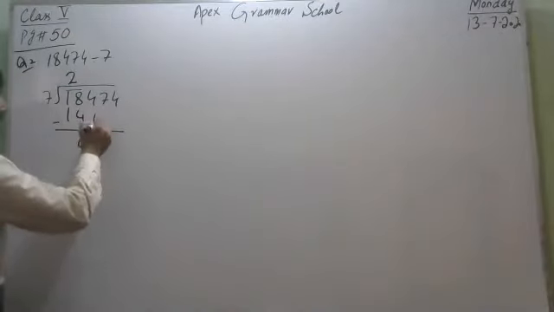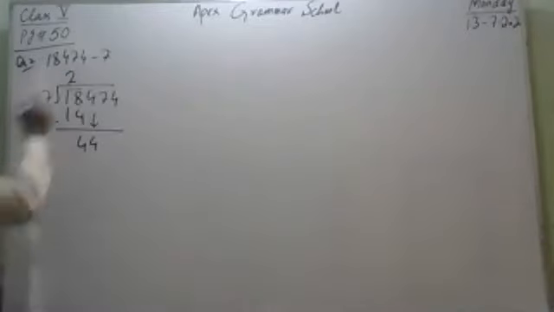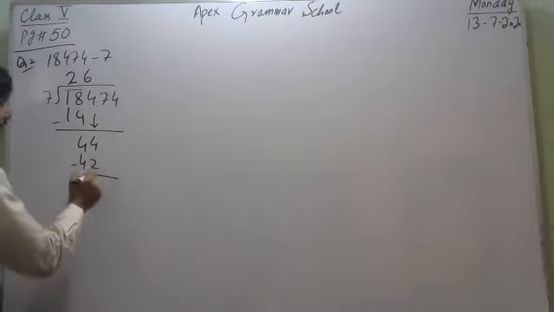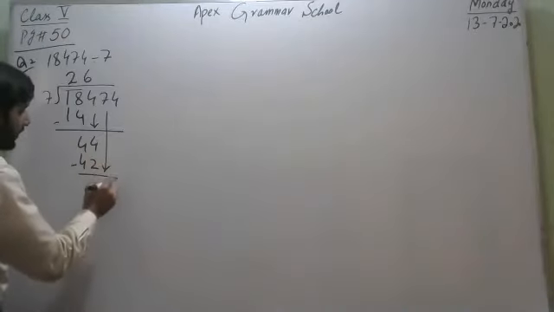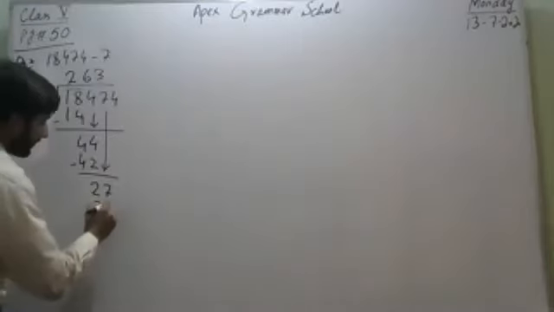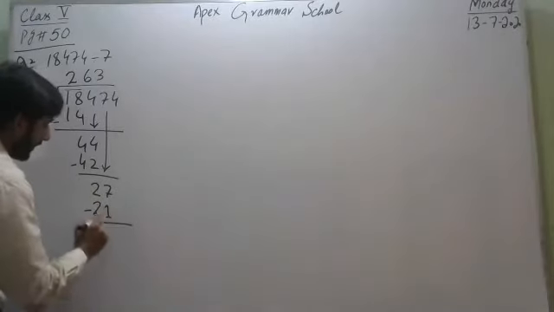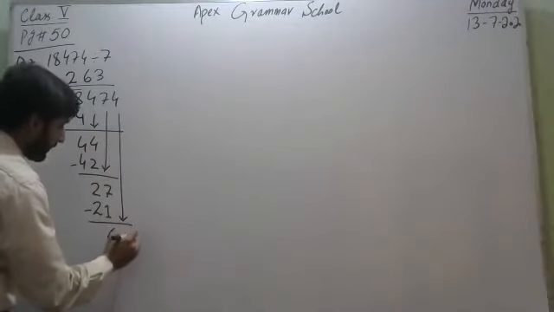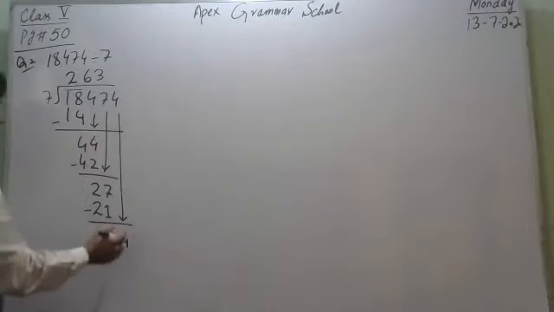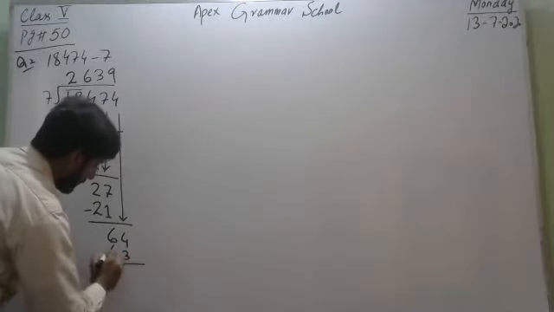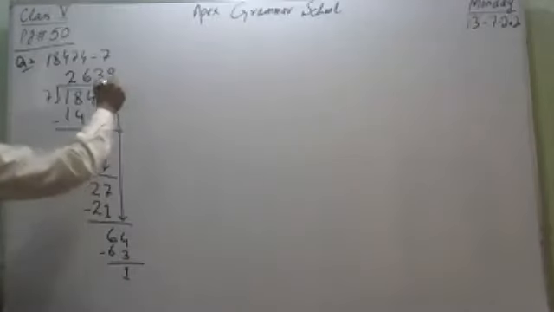4 will come down. 7 6s are 42. Once again subtraction. 2, 7 will come down. 7 3s are 21, minus 6. Now 4 will come down. 7 9s are 63. Remainder is 1.